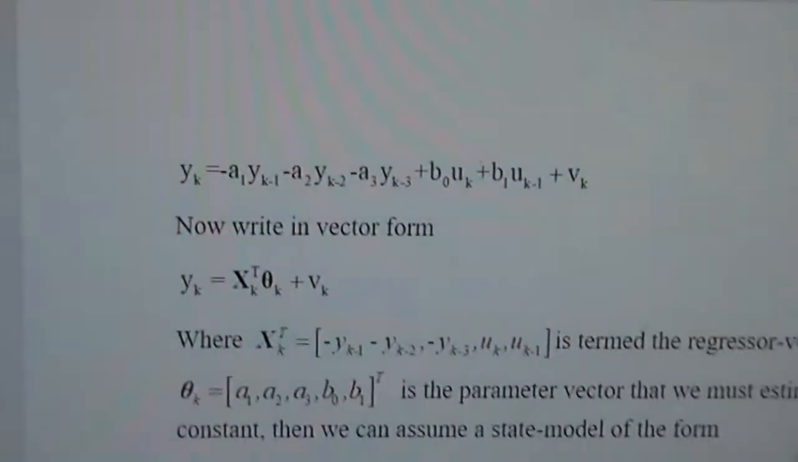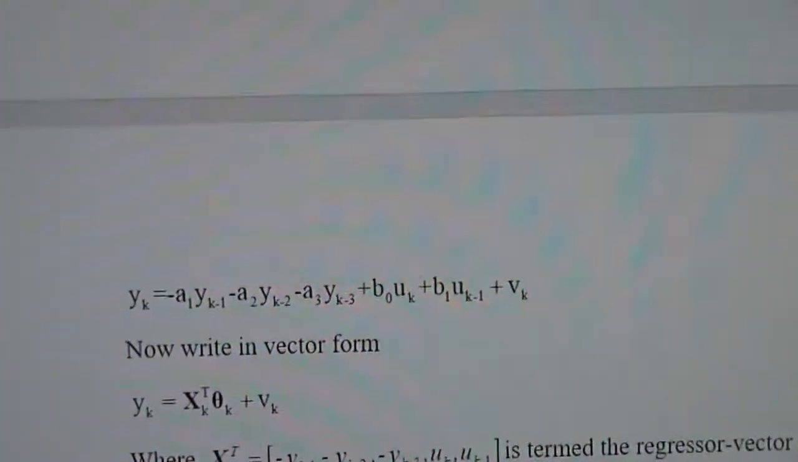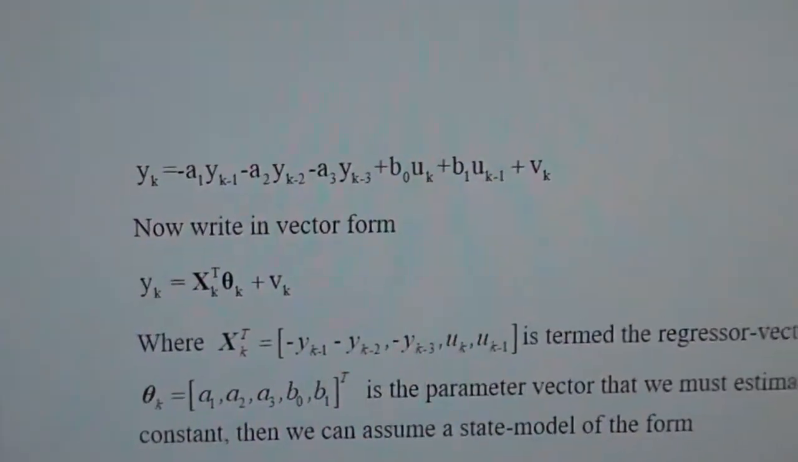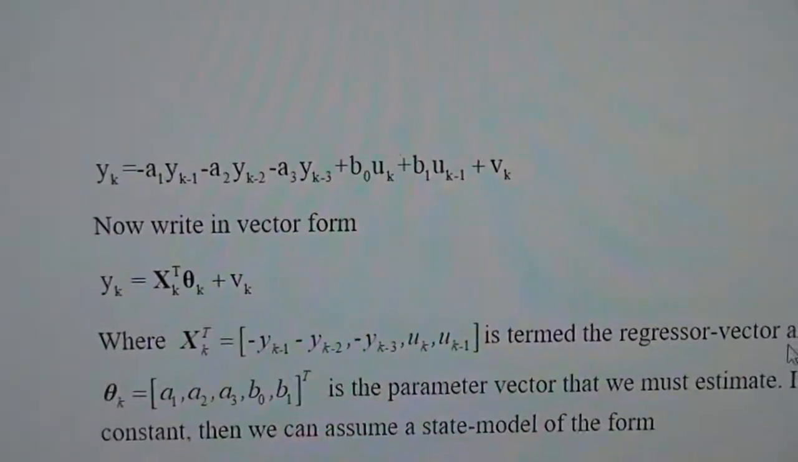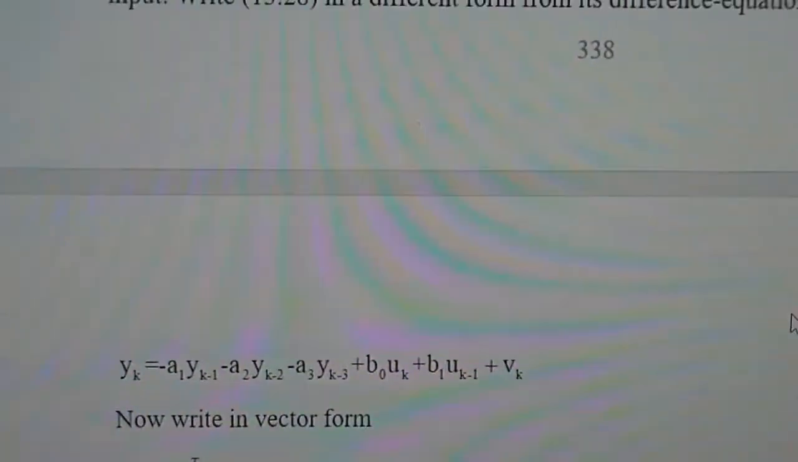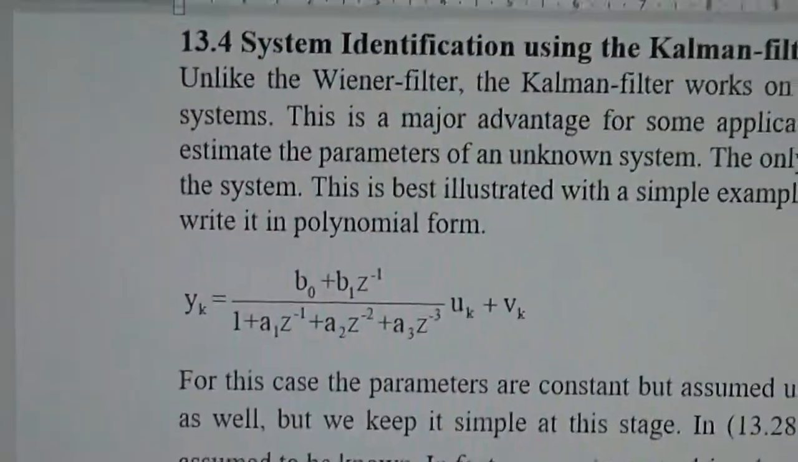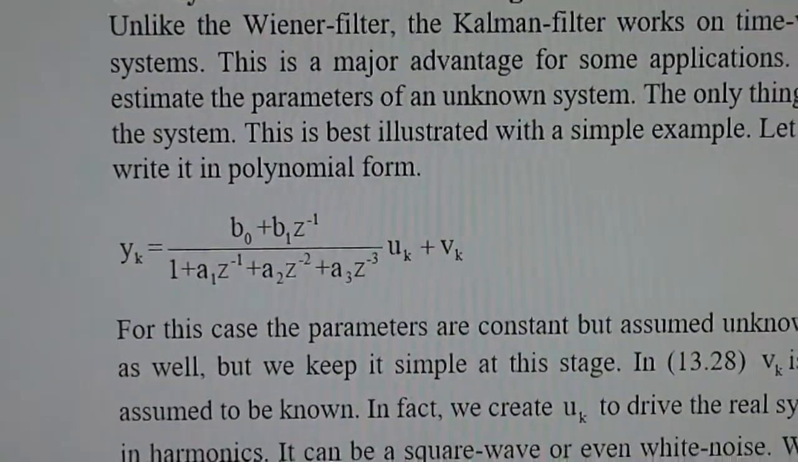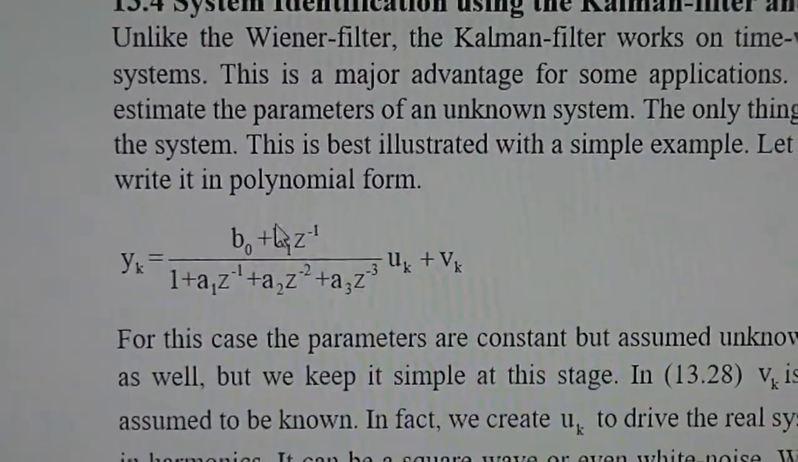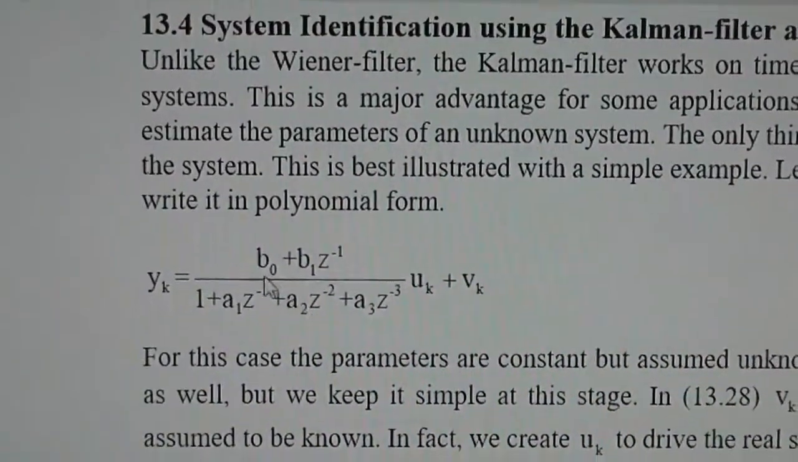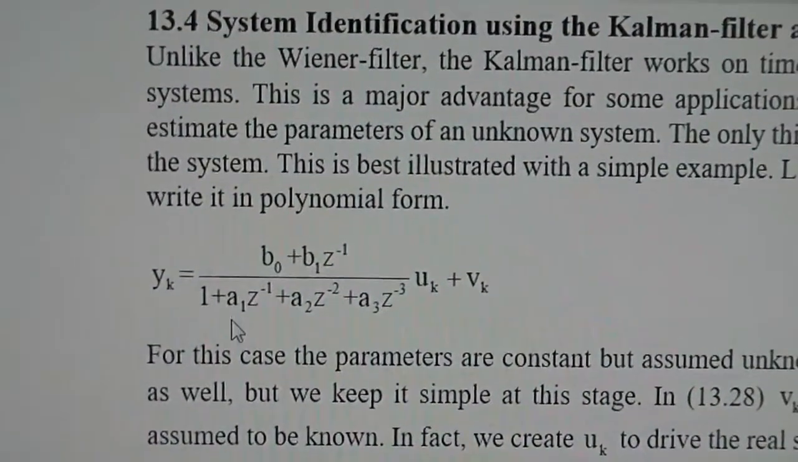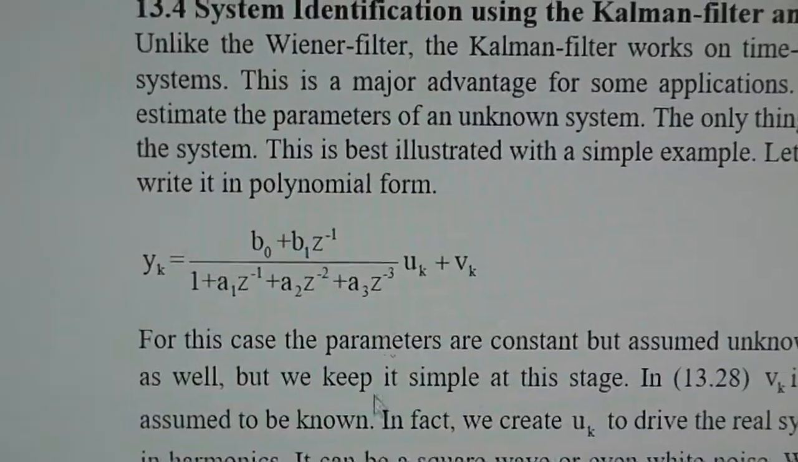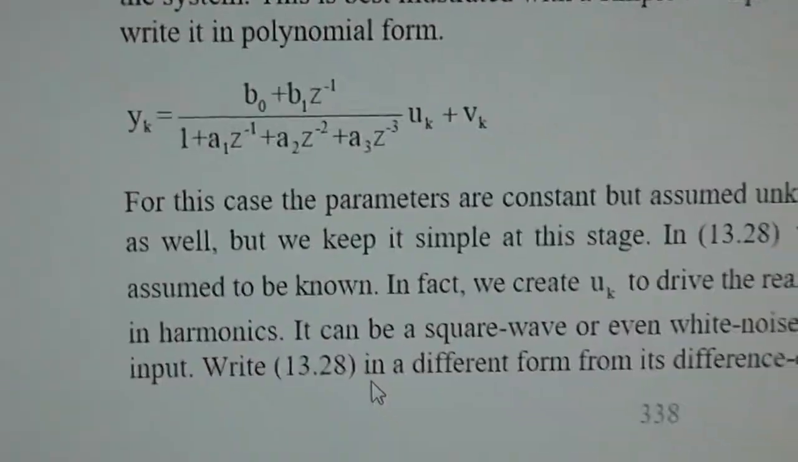Here's the algorithm, if you can see it here. You can have a pole-zero model, an all-zero model or an all-pole model. You can really do it any way you like. Here's an example of a third order model with a first order numerator, and we could estimate these parameters B0, B1, A1, A2, A3. This is what you'll see in all the textbooks.